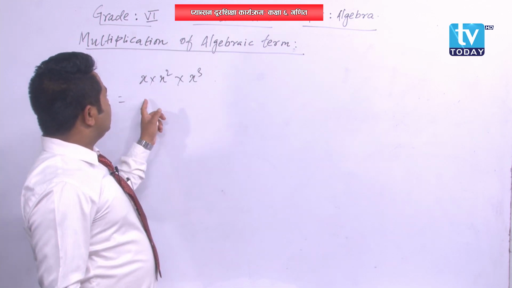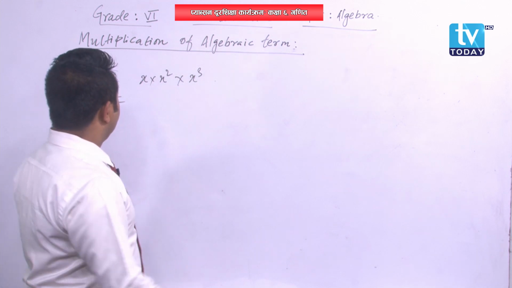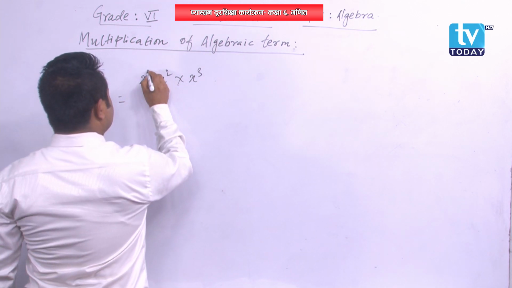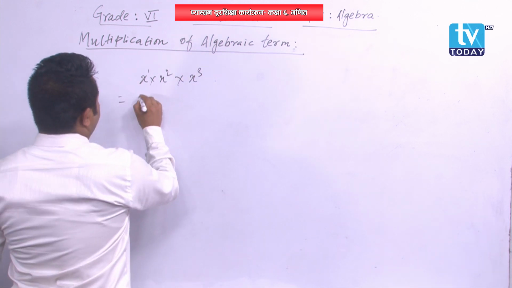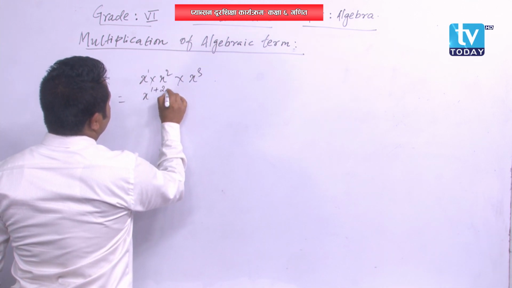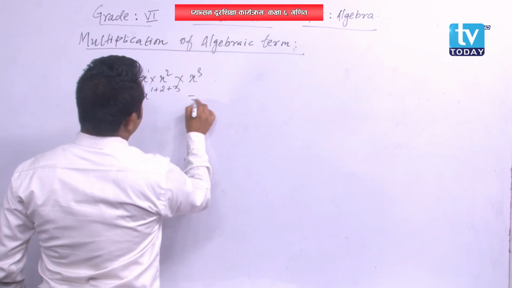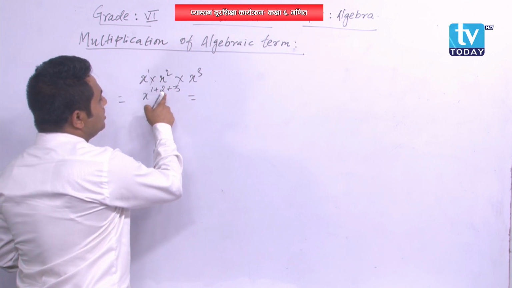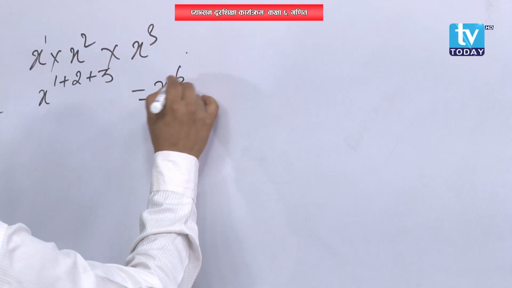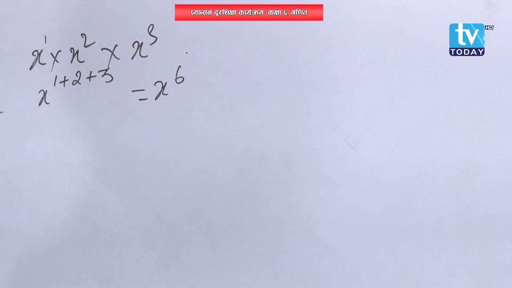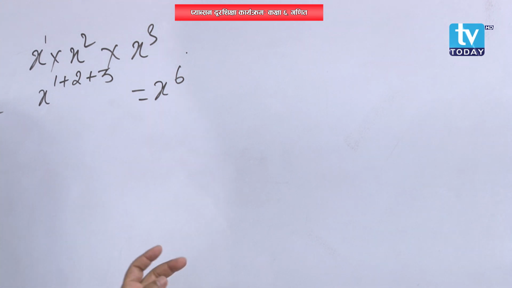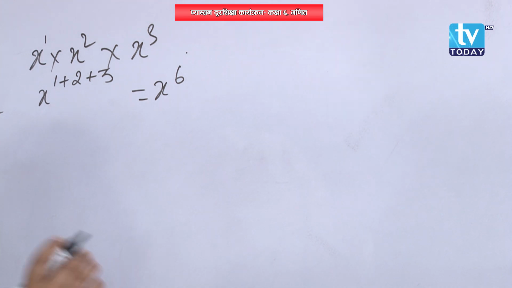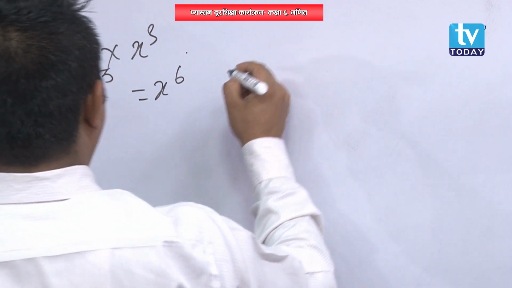Now similarly, x into x square into x cube. You can write simply, the power of x is 1, so x to the power 1 plus 2 plus 3, which equals x to the power 6. If you multiply x into x square into x cube, you will get x to the power 6. Are you getting me? Is that clear? Simply, if the base is the same, then you can add the powers.